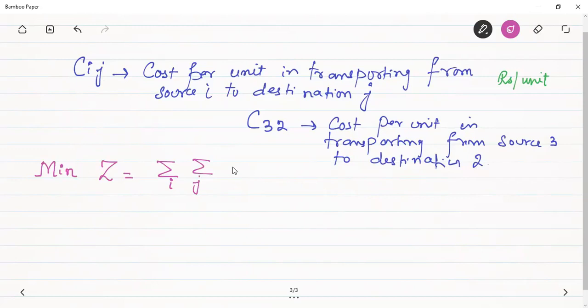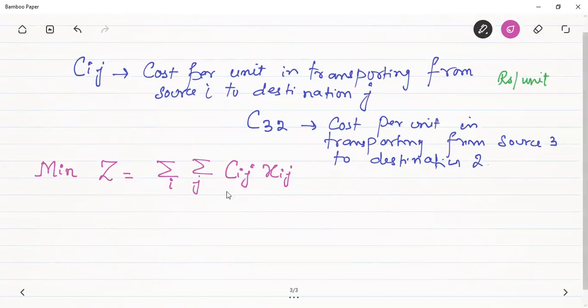What we have to minimize is the total cost. Therefore we have to minimize this quantity: Cij multiplied by Xij. ठीक है, total cost कैसे मिलेगा? Cost per unit in transporting from one source to another destination, multiplied by how many units we are transporting from that source to that destination. That will give us the total cost.